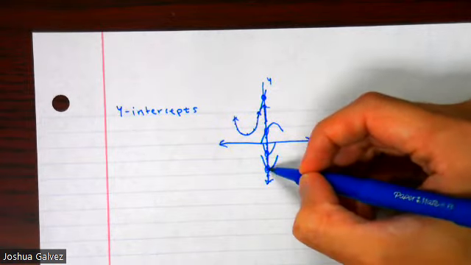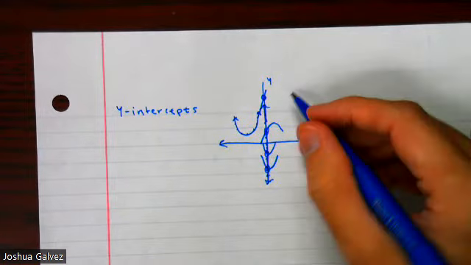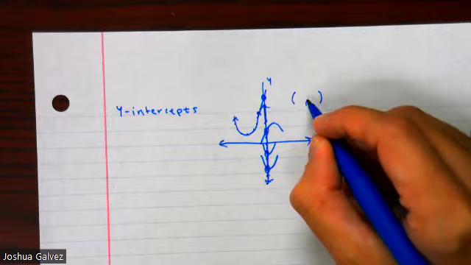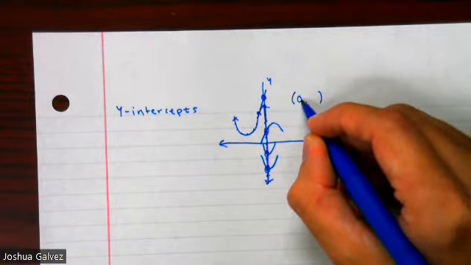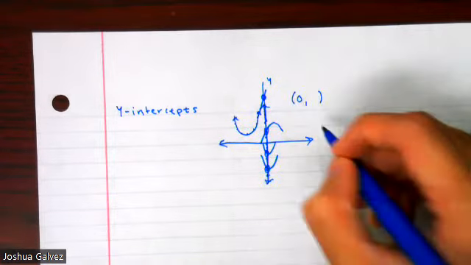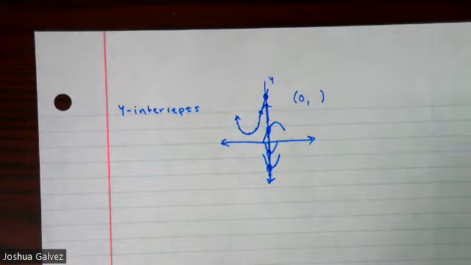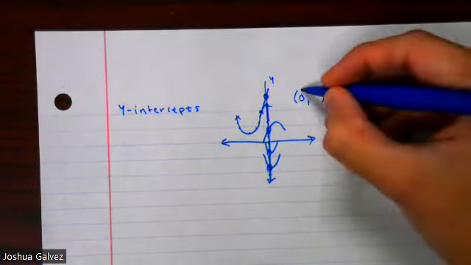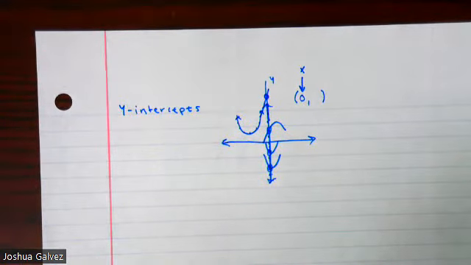Now, all these points along this line have something in common, which is that they have an x-coordinate of 0. Their y-coordinate can be all sorts of different things, but they have an x-coordinate of 0, and that's what we use to figure out the y-intercept in our different problems. So, key information: the y-intercept has an x-coordinate of 0.